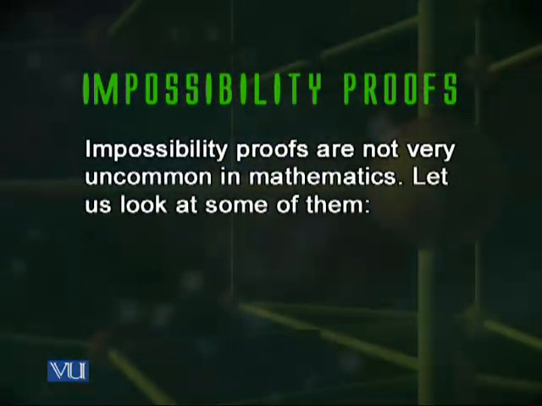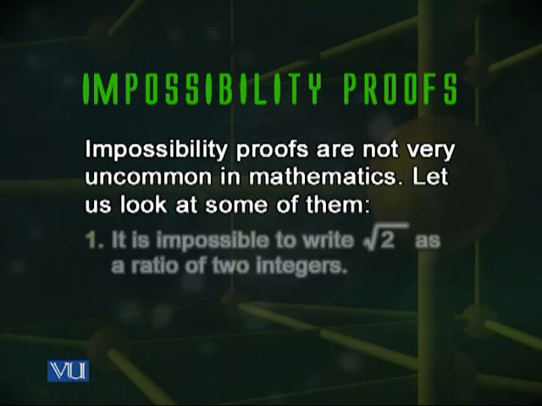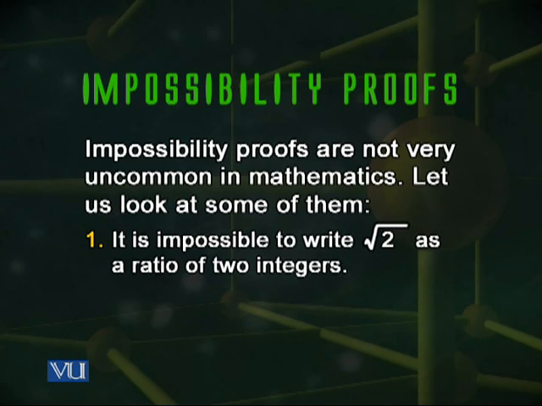Impossibility proofs are not very uncommon in mathematics. Let's look at some of them. You must know that it's impossible to write square root of 2 as a ratio of two integers. All of you know that square root of 2 is an irrational number, and I hope that each one of you has seen a proof that square root of 2 is not a rational number, that it cannot be written as a over b, where a and b are positive integers. So that's a proof of impossibility in mathematics.